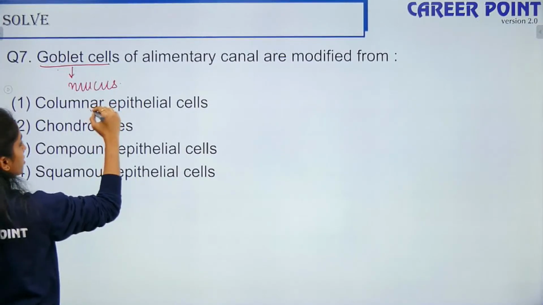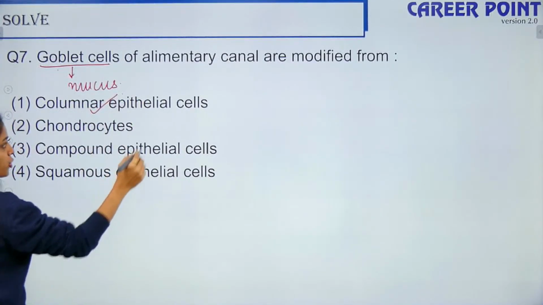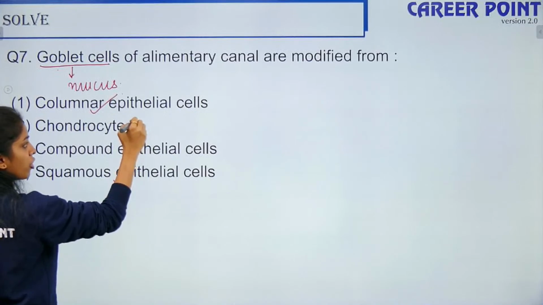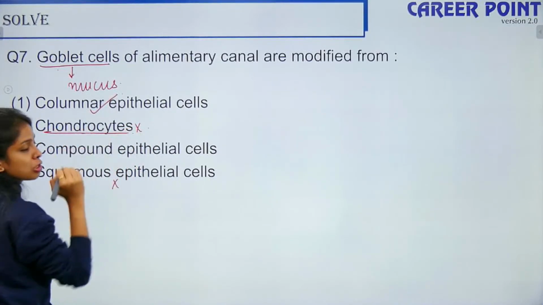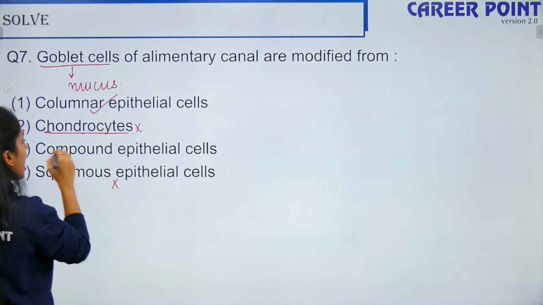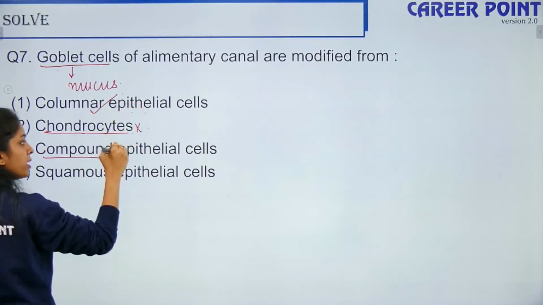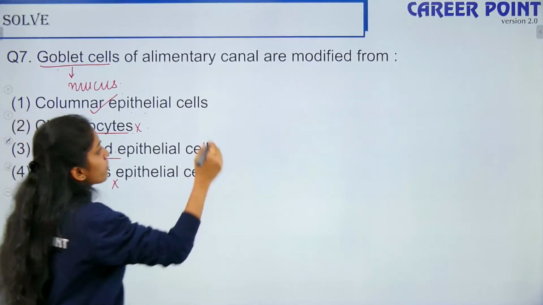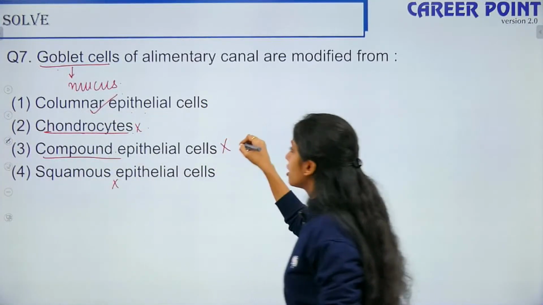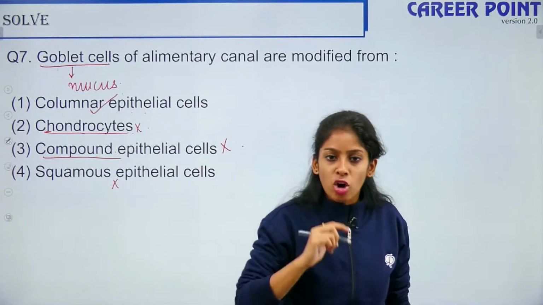Yes, so it is columnar epithelial cells. It is not squamous. It is not chondrocytes. Chondrocytes are cells of cartilage, so this is wrong. And compound epithelium, no. Columnar epithelium is simple and this is compound. So it is made up of only one type of cell, so the other options are wrong. Only one option is right.